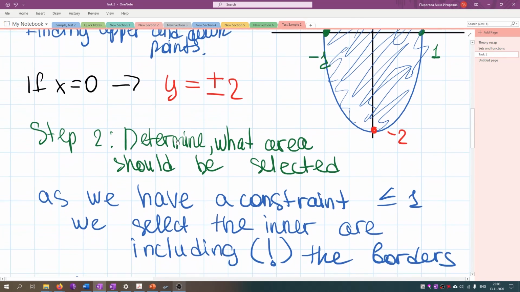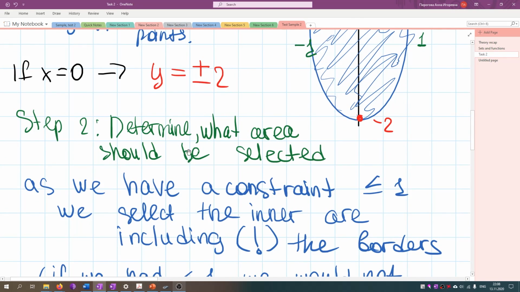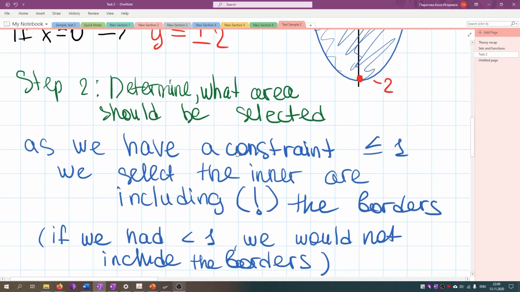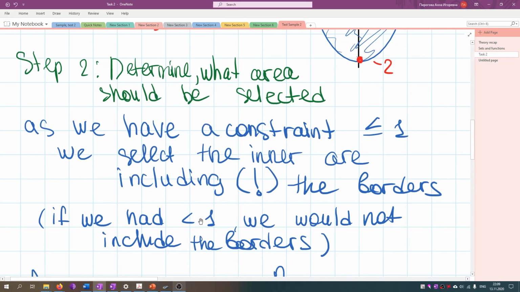Our next step is to determine what area we should choose. If we look onto our inequality, we will see that we have less or equal than 1, and it means we should choose the inner area of the ellipse, including the borders. So if we had something like less than 1, we will not include the borders.